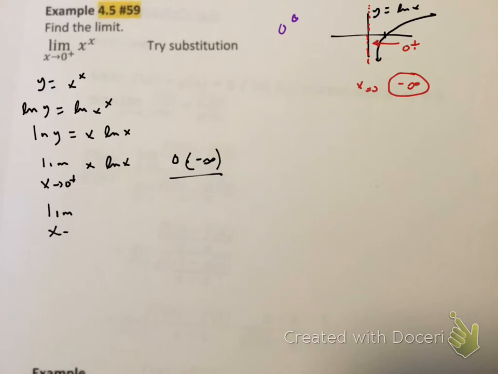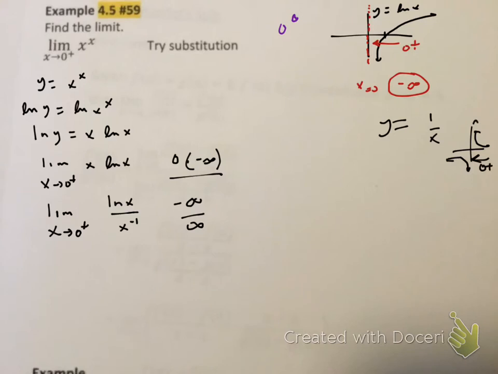I'm not doing any L'Hopital's rule yet. I'm just rewriting it. It's the natural log of x over, and I want to write this as x to the negative 1. It's the same thing. Basically, you're going to end up with a negative infinity over a positive infinity. You say, well, how do I know that? Well, you're supposed to remember this graph that we have talked about many times earlier. As I approach 0 from the right, it's headed to positive infinity for that graph.